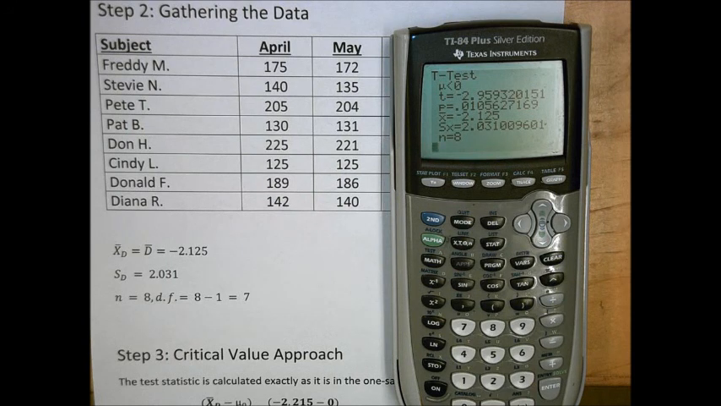That's how you do a dependent samples test on the calculator when you have to enter from data. If you're doing a dependent samples test on the calculator and you already have the statistics, then you just enter it like you did for a one-sample t-test for means.